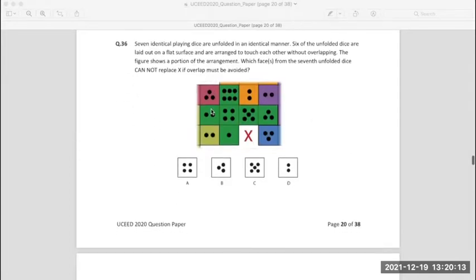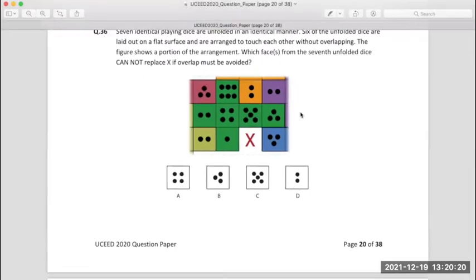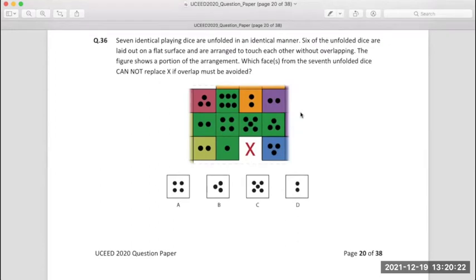So this is also a fairly simple one, just by mere observation. In the UCEED exam, they gave full marks because the previous answer they had given was wrong. But just by fair observation, one can come to the correct answer. So you're given this kind of pattern, and this pattern is made up of a dice which is opened up, and the same pattern is getting repeated in different parts.